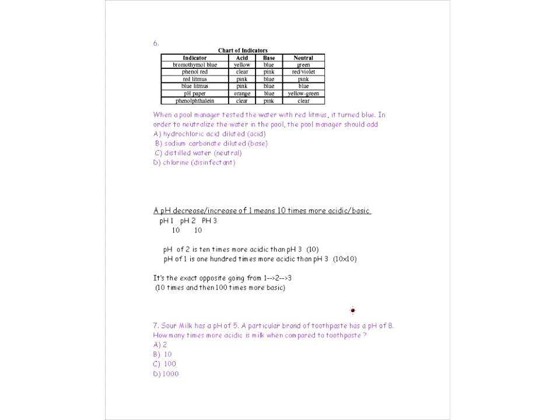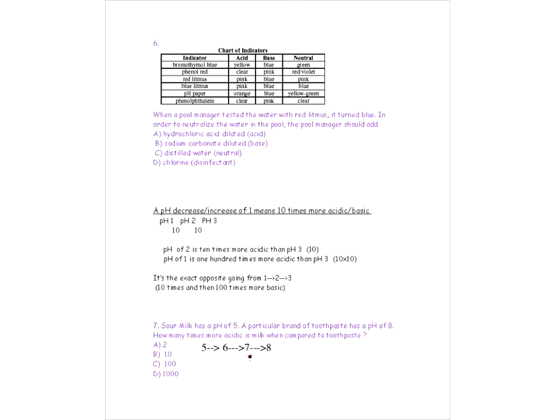Let's check out the next question then. It says sour milk has a pH of 5. A particular brand of toothpaste has a pH of 8. How many times more acidic is milk when compared to toothpaste? So what we need to do is figure out how many times the number is increasing. So we're going from 5 to 6, 6 to 7, 7 to 8. Okay? But we're comparing how many more times acidic the sour milk with pH 5 is than toothpaste with a pH of 8.